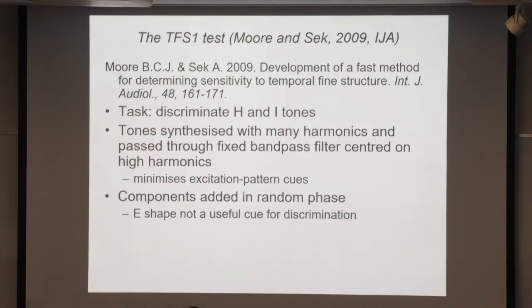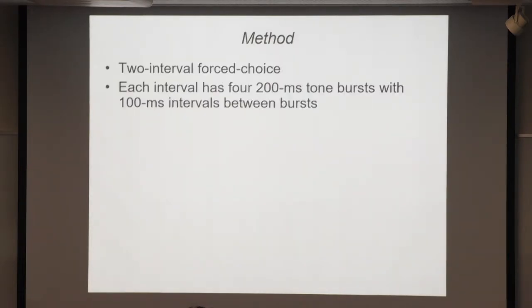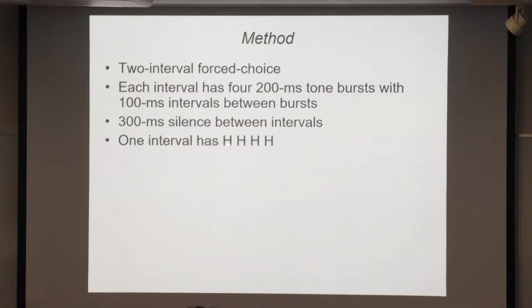We add the components in random phase, so the envelope is not a useful cue for discrimination. And we add a background noise to mask combination tones, distortion products, and to mask components on the edges of the passband. And we use a two-interval forced choice method, but in each interval there are four 200 millisecond tone bursts with 100 milliseconds between them, and there's 300 millisecond silence between the two intervals. So in one interval you hear four harmonic tones, all identical except for the random component phases, so the randomly changing envelope, but they all have the same pitch, so you hear something like that.